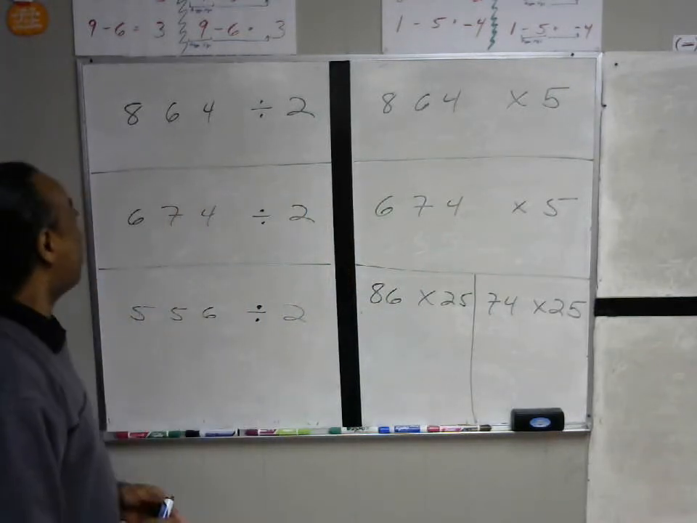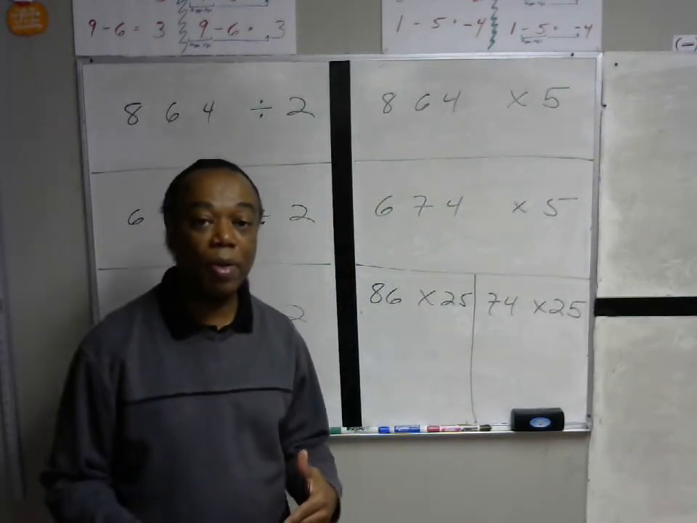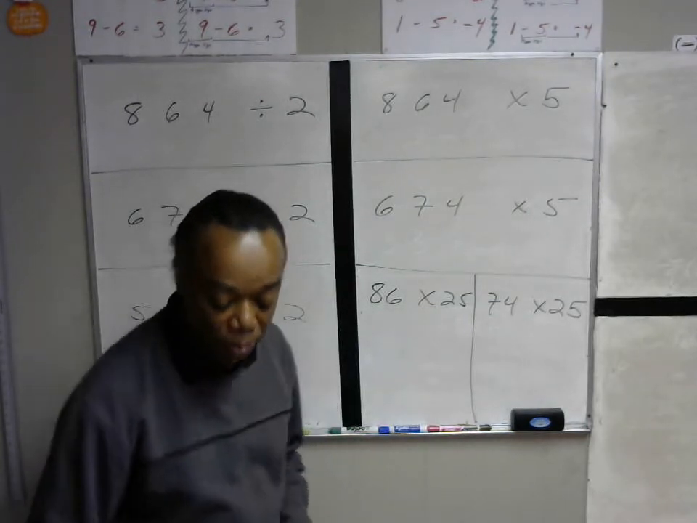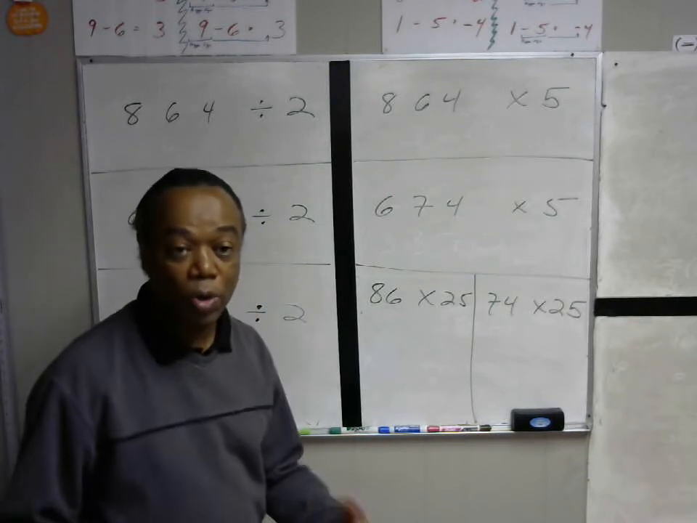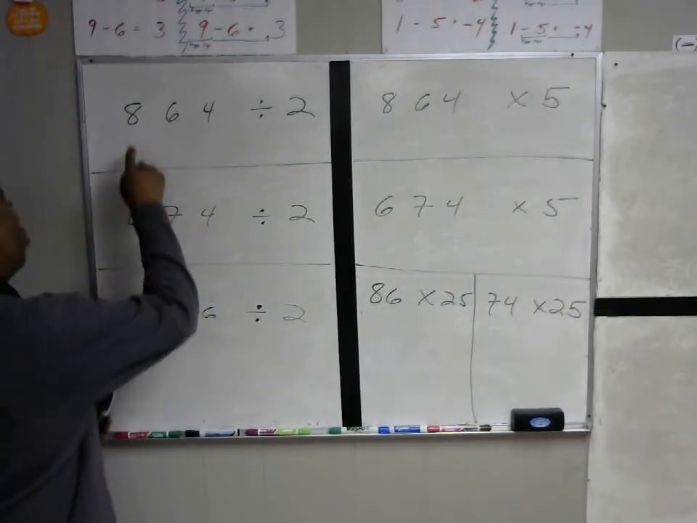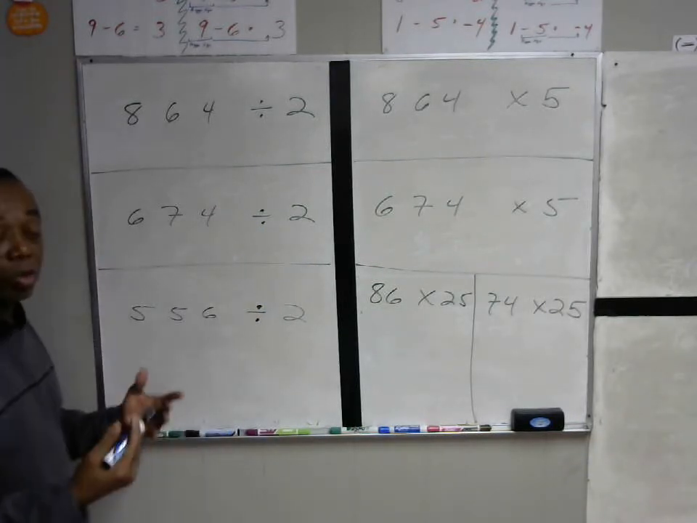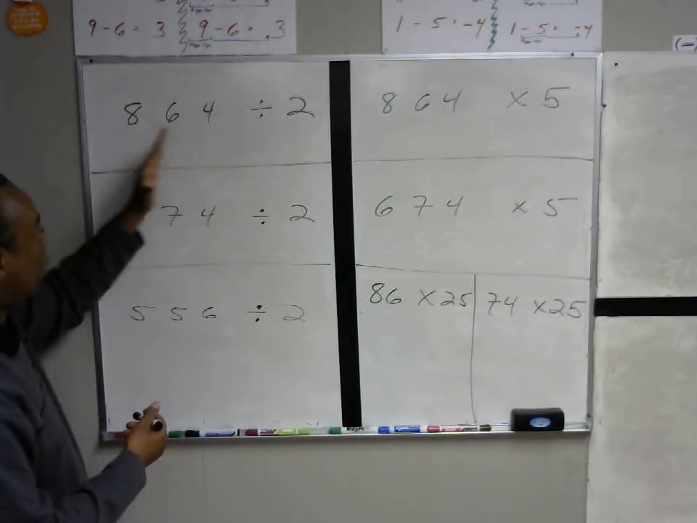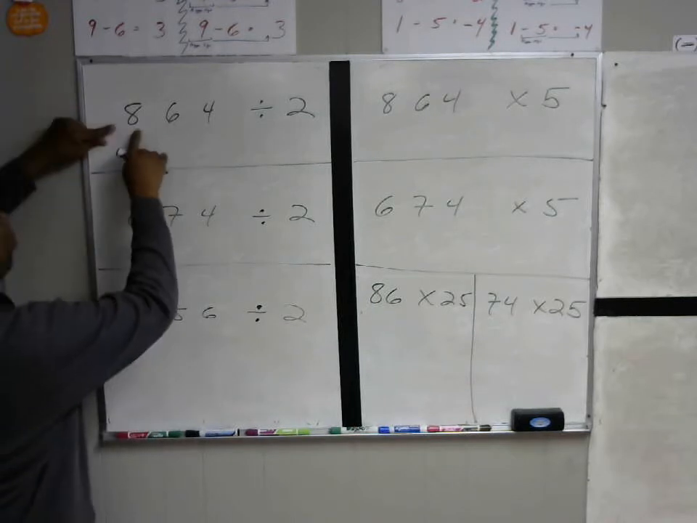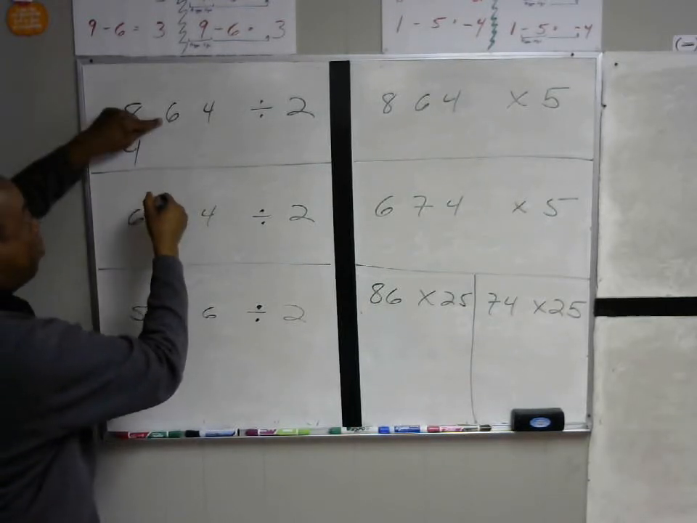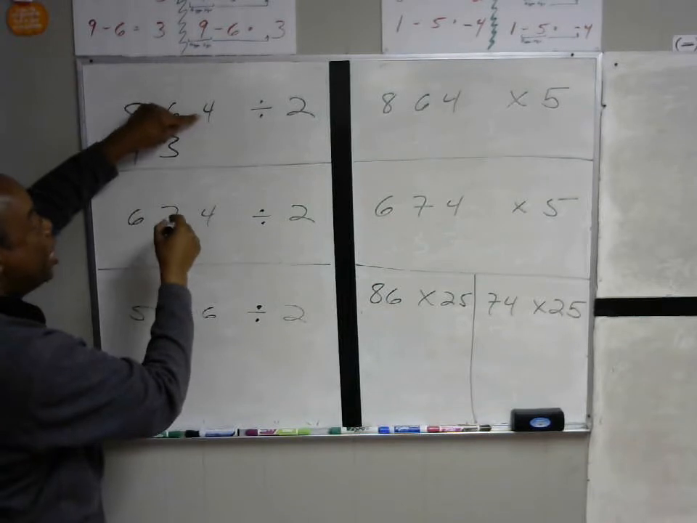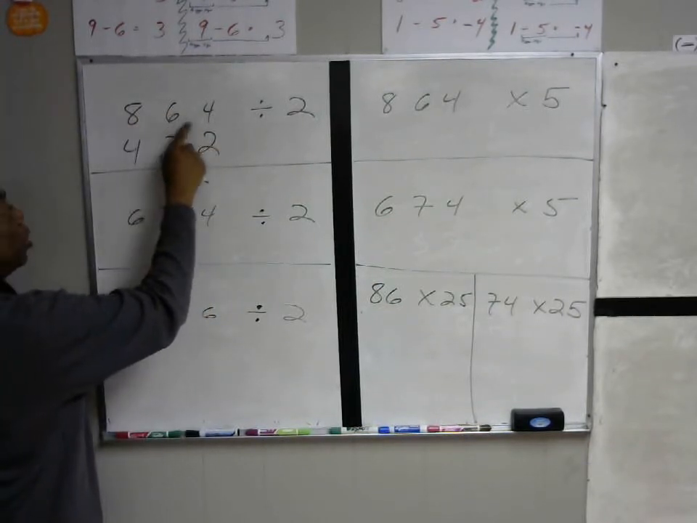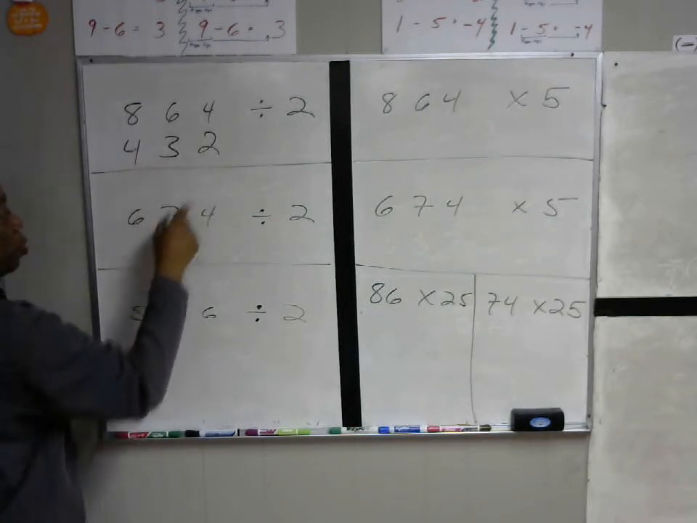Okay, we're going to learn methods for dividing by 2, multiplying by 5, and multiplying by 25. First, let's start off with a review of dividing by 2. So we have all even numbers, so we're going to divide by 2 by starting from left going to right, always from left to right. So half of 8 is 4, half of 6, that's an even number, 3, half of 4 is 2. Right? So 864 divided by 2 is 432.